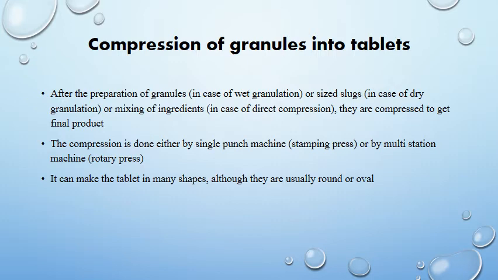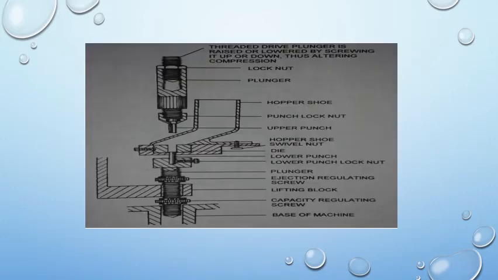It can make the tablet into different shapes. The compression machine can give different shapes to the tablet, like a round tablet or an oval tablet or whatever shape is desired. Also, it can engrave the symbol of the company on the tablet. This is a simple diagram of a tablet punching machine.